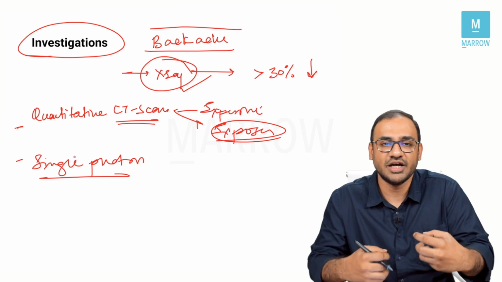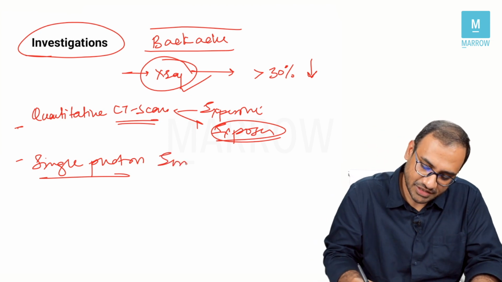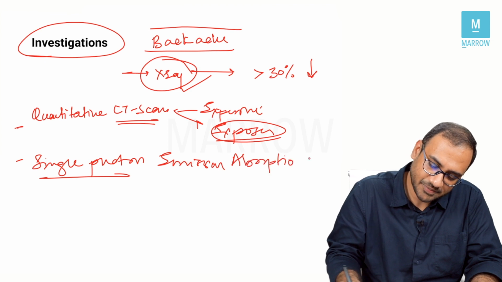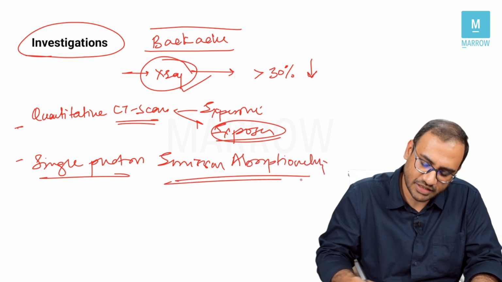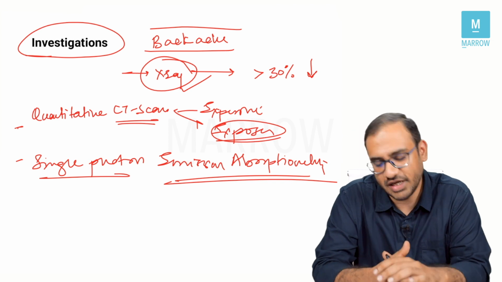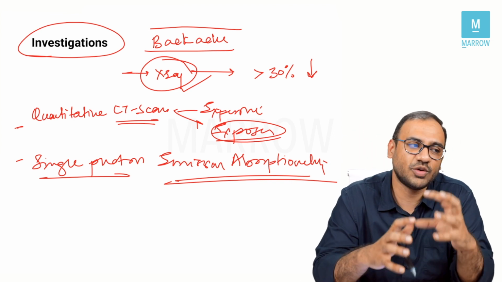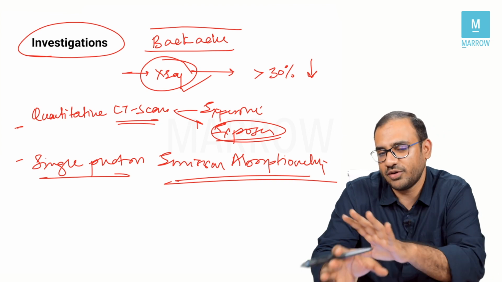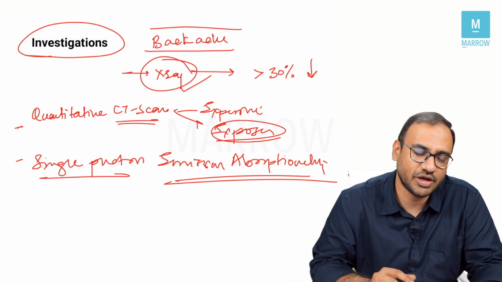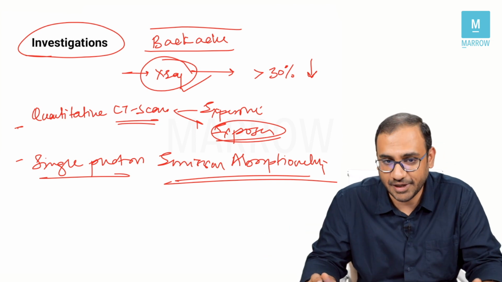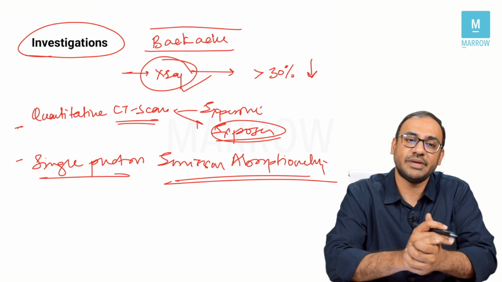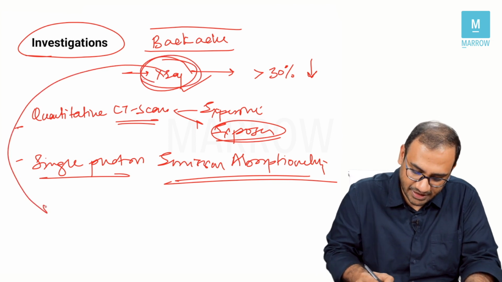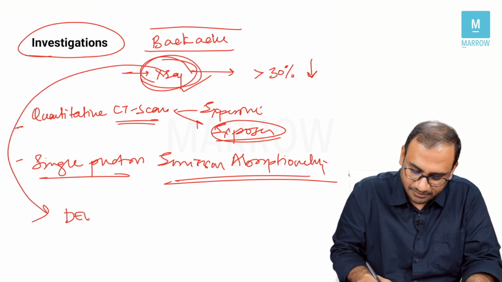So then we started thinking about the single photon absorptiometry. The problem was that it was highly focused, and the quantitative analysis was done only for a particular part of the bone and a particular part of the body, and it didn't give us a generalized idea. So then we came back to the bone mineral density analysis, which is quantitative analysis but with X-ray yet again, and we call it DEXA.